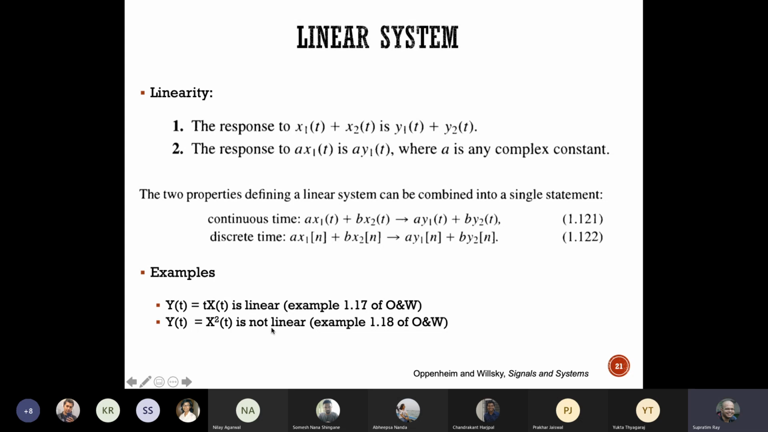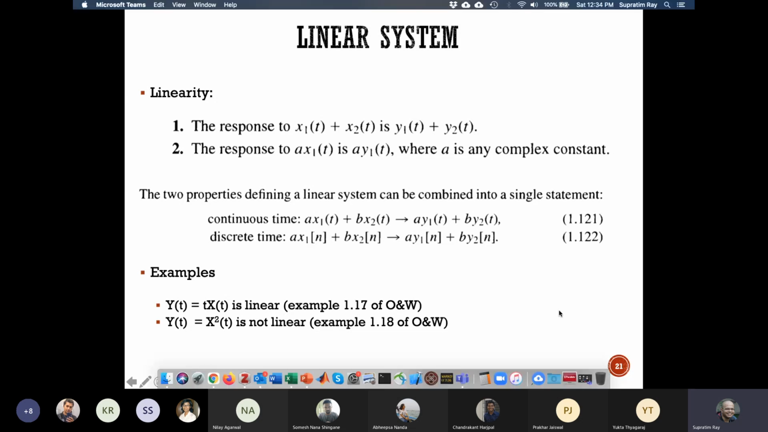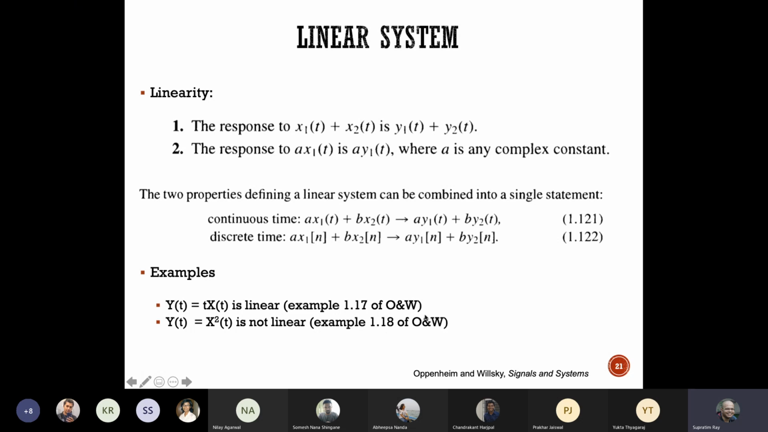Okay, so here are a couple of examples of linearity. So t x(t) is linear and x squared (t) is not linear. So these are examples in O and W, which is Oppenheim and Willsky. So I really recommend getting this book. It's an awesome book, and you should go through these step by step. It makes a lot of sense.